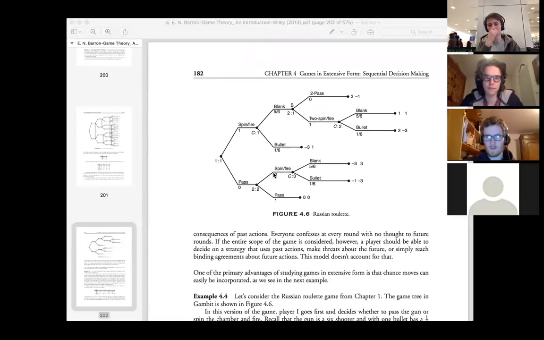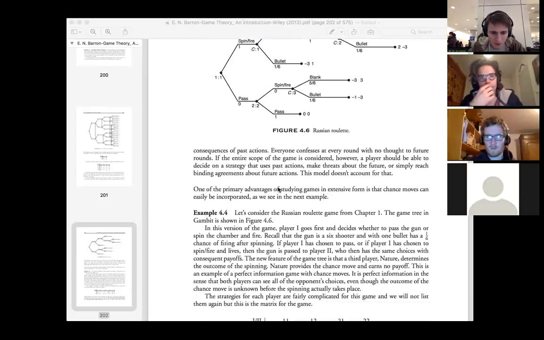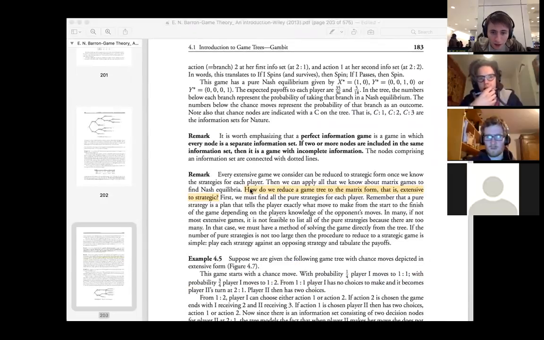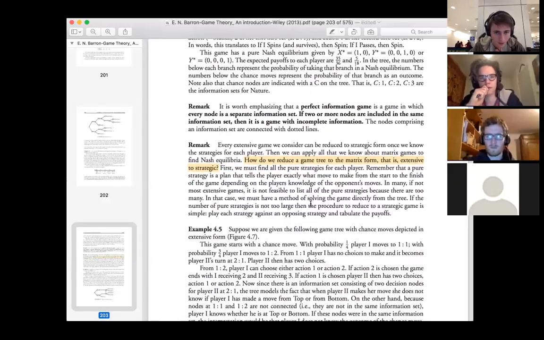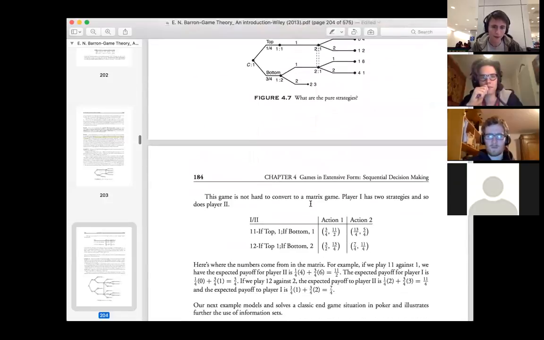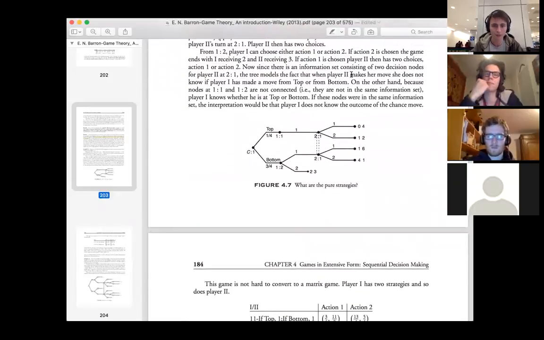Which example is this? Spin fire. Oh, this is back to the Russian roulette game. It doesn't really go into massive detail for the Russian roulette outside of providing the different payoffs. And as you can see, it's a sequential game. But the most exciting part. Wait, how do we reduce? Oh, this is how we reduce it to a strategic game. That's why I highlighted that. Here we go. So this is a good one.